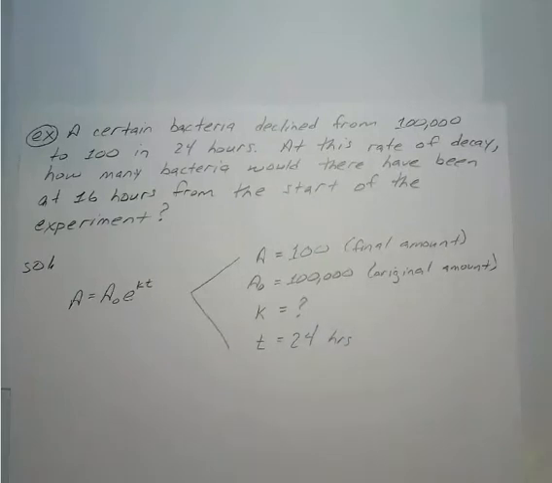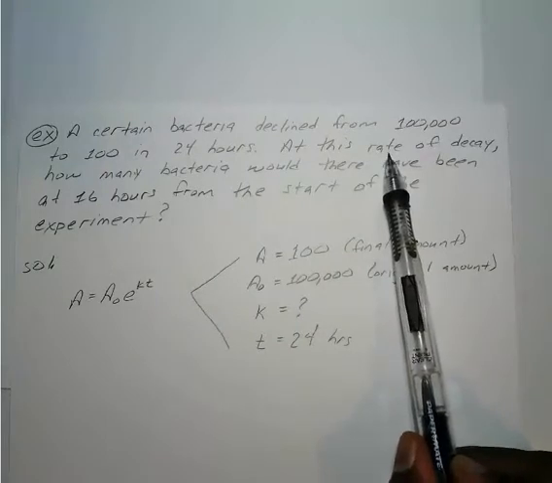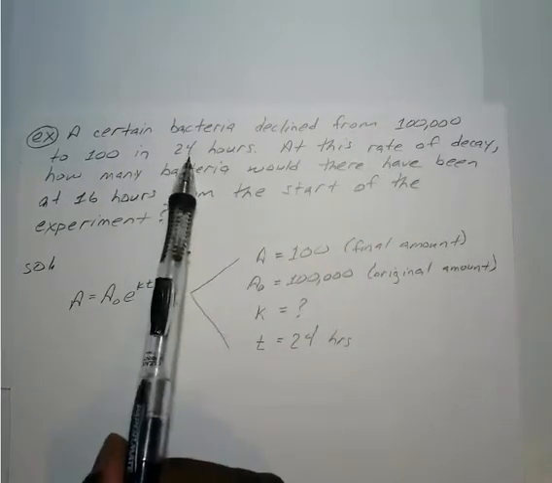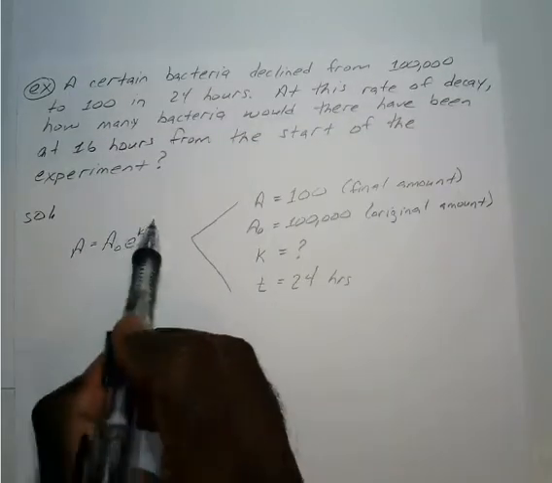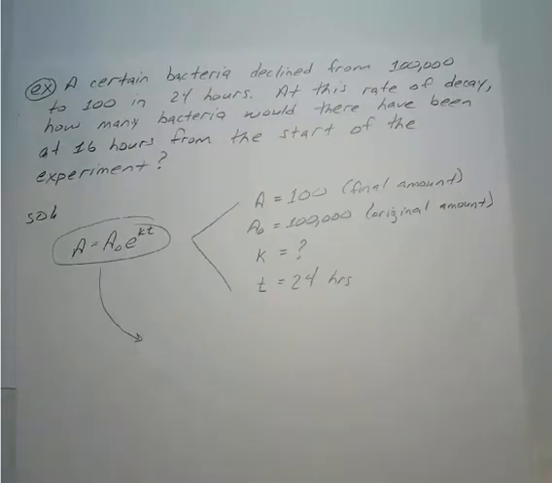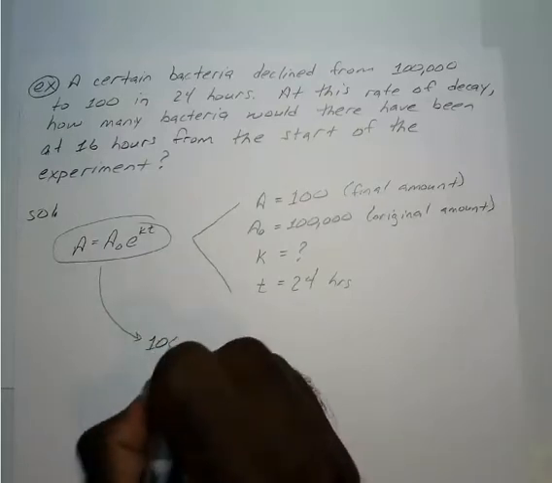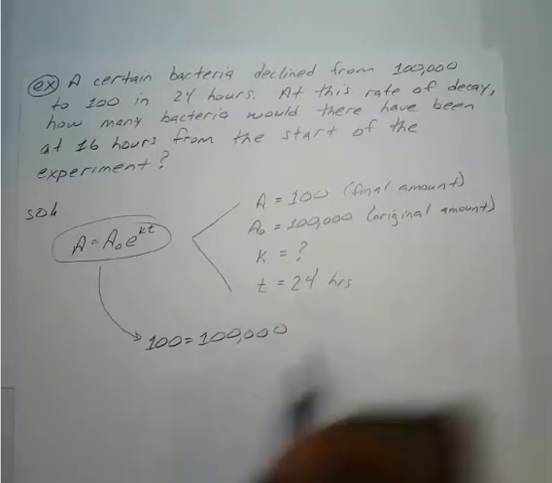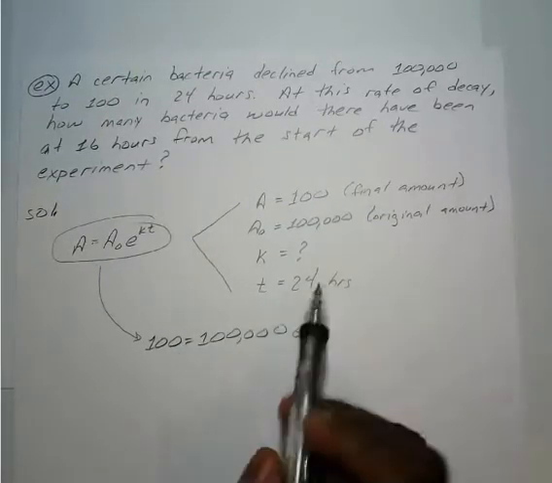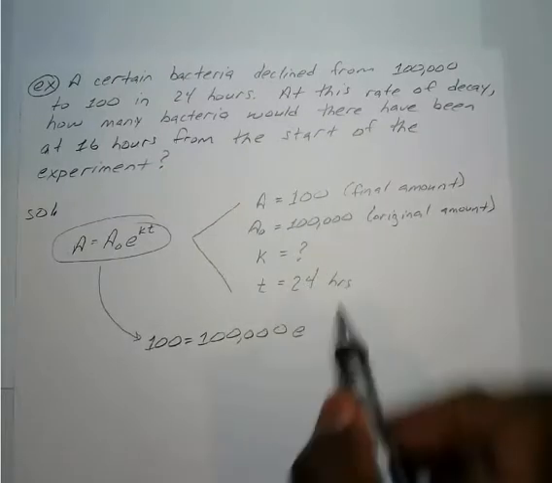That's why I say you want to be really careful with this one. Because when they're saying it's at this rate, they're basically saying if you find the rate using everything here, then what would that amount, or how many bacteria would be left at the end of 16 hours. Okay, so that's why you have to find this first. So if we plug this in, our A, so we have 100 equals our A sub 0, so we have 100,000 times e to the k times t, so it's 24k.